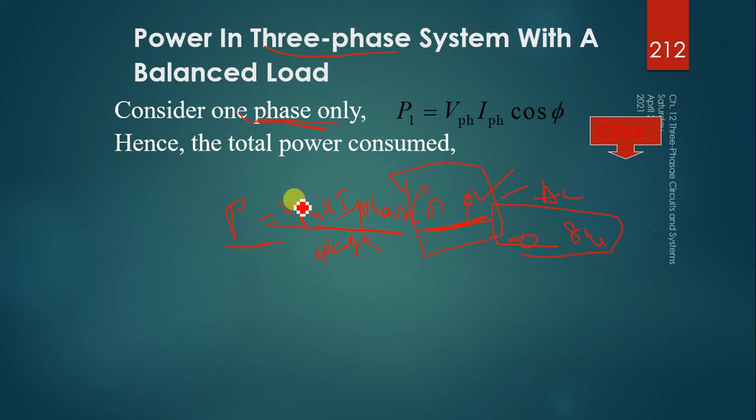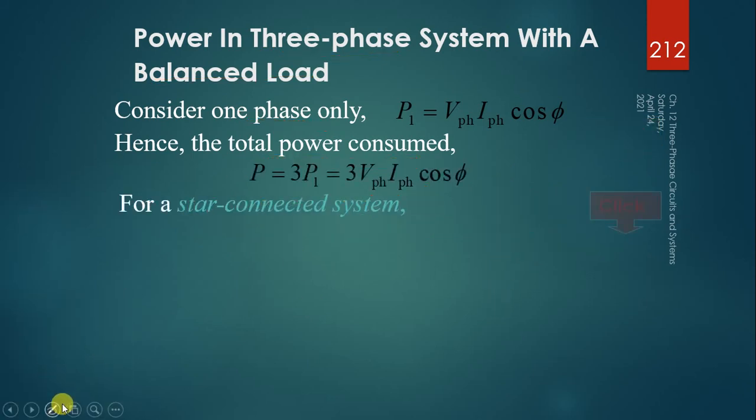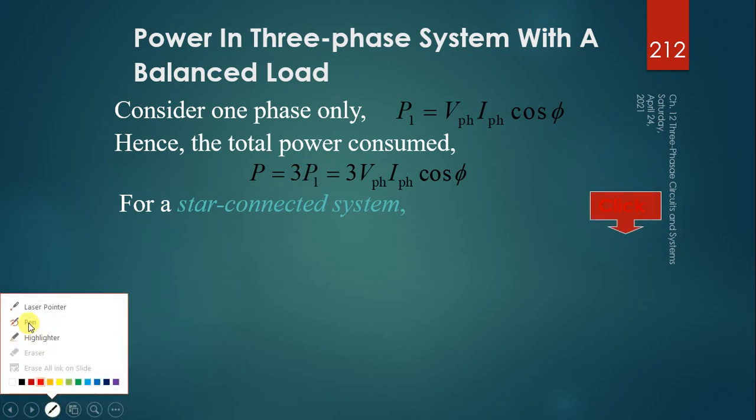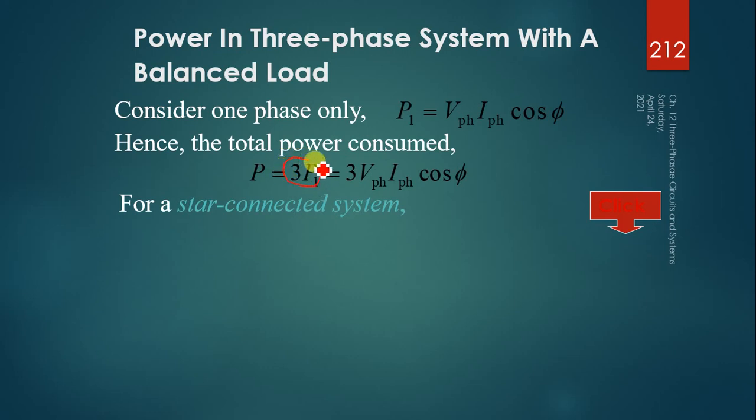right? So the total power that is consumed, in a balanced load, keep this in mind. What is the balanced load criteria? Z1, Z2, Z3 are equal, which is 3 times the power. If one phase is considered, this is the thing. If 3 phases are considered, 3 into P1, that is 3 VPH IPH cos phi.